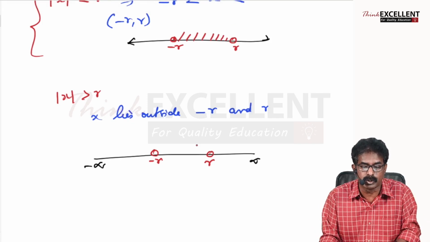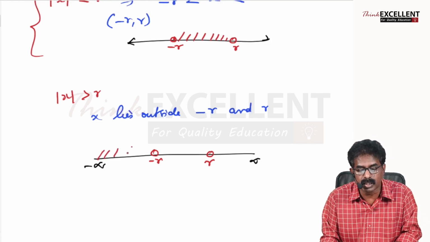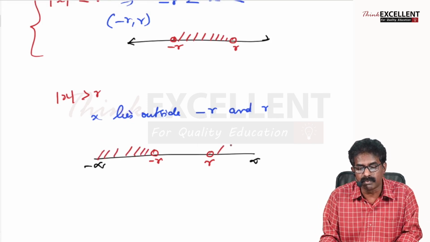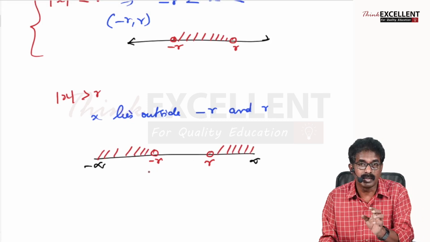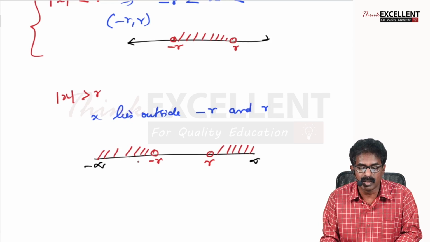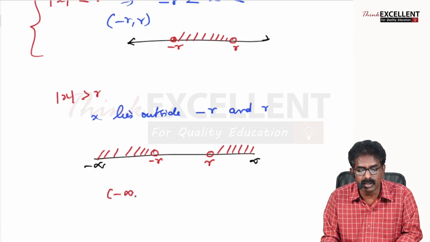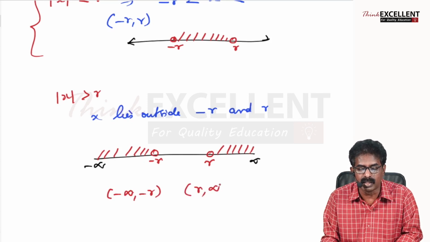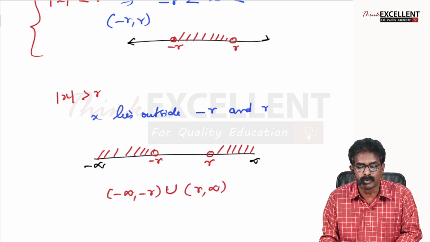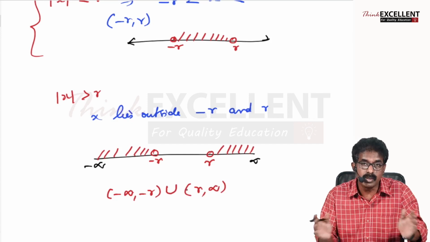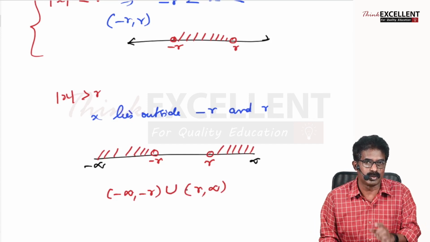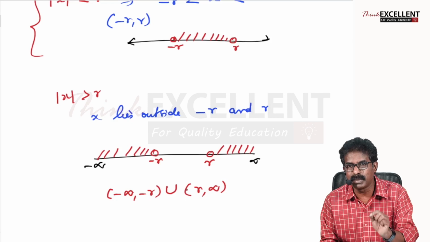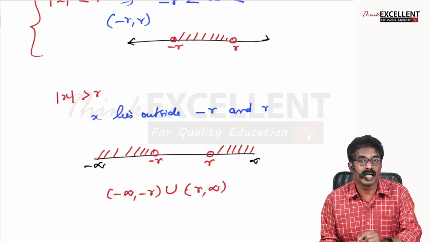Shade the remaining portion. That means you have to shade this portion and you have to shade this portion. So can you tell me what this is as an interval? The first is minus infinity to minus r, and also r to infinity; you take the union. So this is the portion outside minus r and plus r. So remember, less than means inside, greater than means outside.